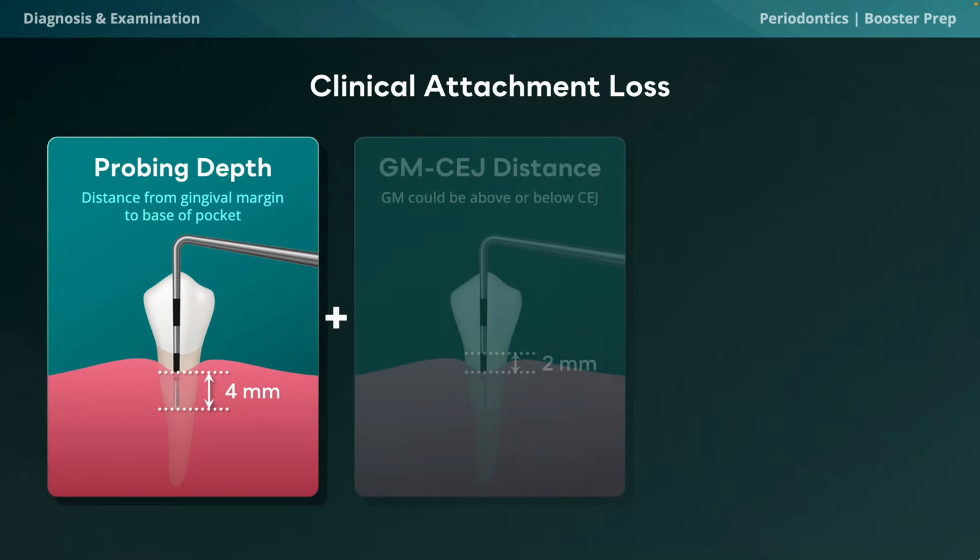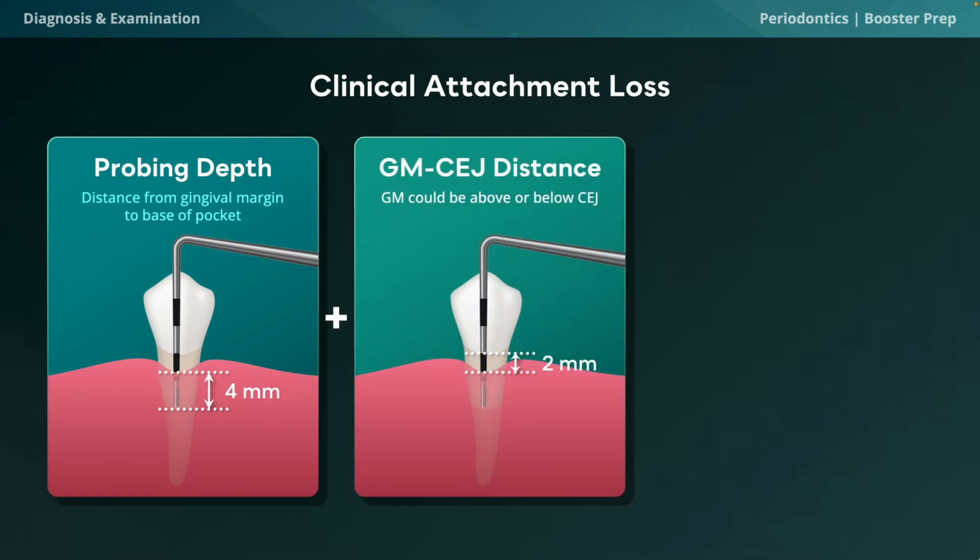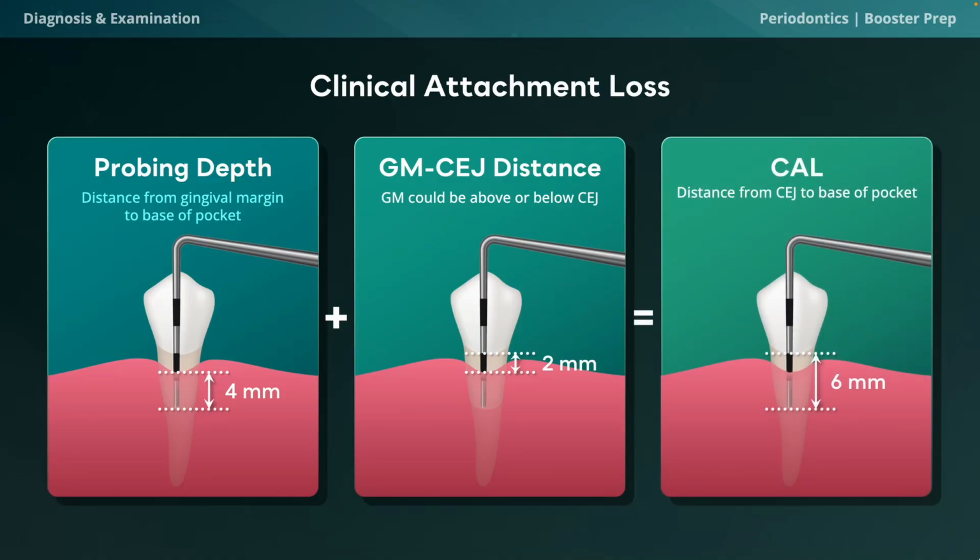pocket. The second measurement is from the gingival margin to the cemento-enamel junction. Note that this number is positive if the gingival margin is below the CEJ, and it's negative if the gingival margin is above the CEJ. Now, in the case of this image here, our gingival margin is below the CEJ, which indicates recession of about 2 millimeters. You add these two numbers together and you get the almighty clinical attachment loss, which is essentially measuring the distance from the cemento-enamel junction to the base of the pocket.